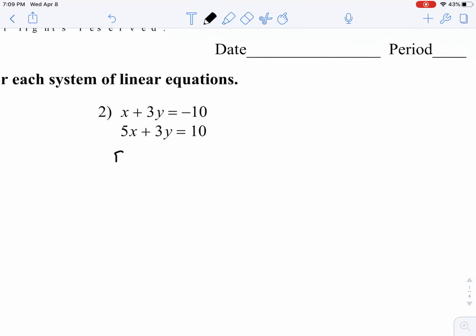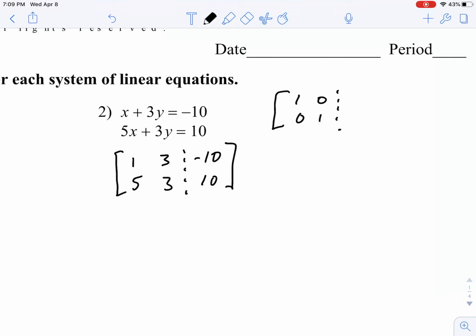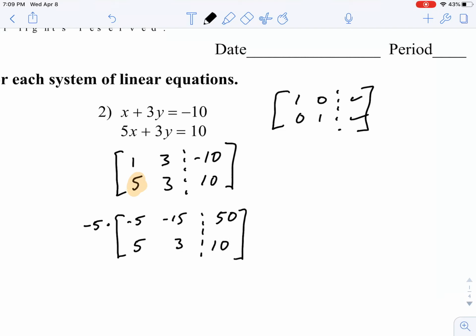Number 2. So my augmented matrix looks like this. And like in the last problem, oh, here, let me write this down. We want a 1, 0, 0, 1. That's our ultimate goal. And then whatever happens here, fine. So I'm going to start by trying to get a 0 there. To make that happen, I'm first going to multiply the top row by negative 5. So that would be negative 5, negative 15, and positive 50. And this one does not need to be multiplied by anything because negative 5 plus 5 is going to be 0, which is what I want.